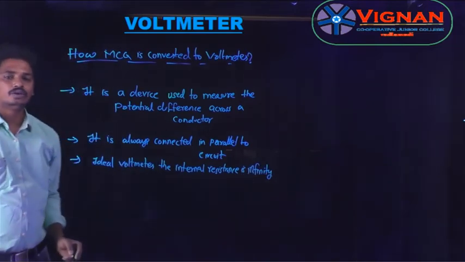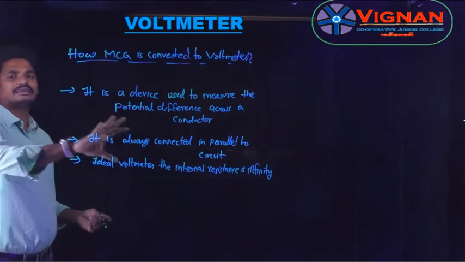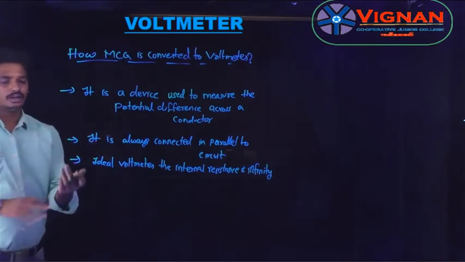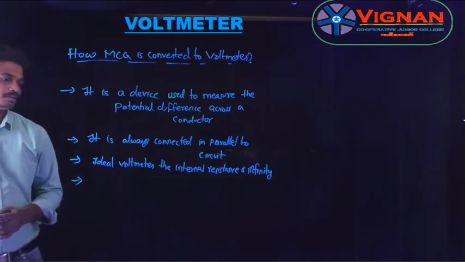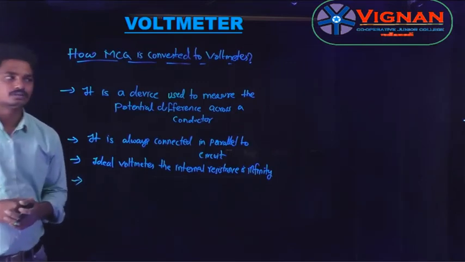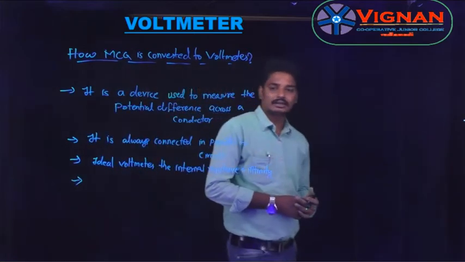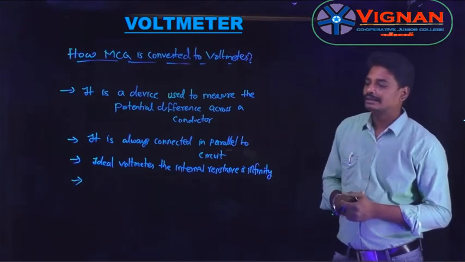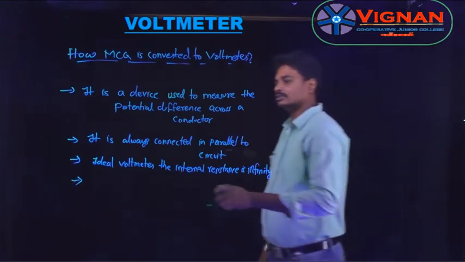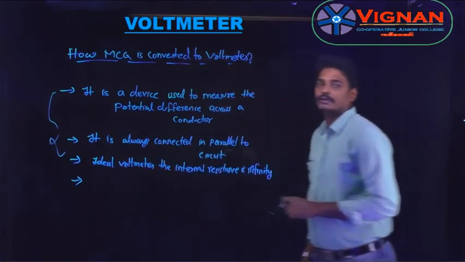For an ideal voltmeter, the internal resistance should be infinite, so that it does not draw any current from the circuit. And the next one is, it is always connected in parallel to the circuit, and it is used to measure the potential difference across the conductor in the given circuit. And for an ideal voltmeter, internal resistance is infinity.